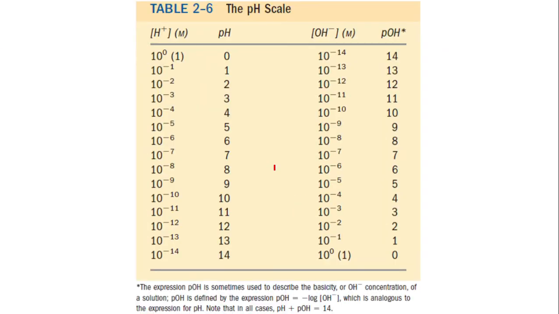Welcome back. We were dealing with the pH scale. So pH is minus log H plus. Then pOH is minus log OH minus. Look here, pOH is minus log concentration of hydroxyl ions.